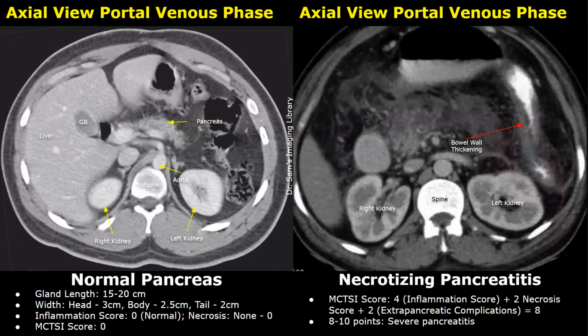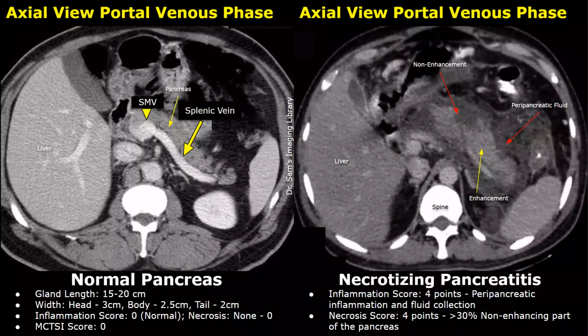Now we will calculate the MCTSI score. 4 points from inflammation plus 2 points from necrosis and 2 points from extrapancreatic complications. The MCTSI score will be 8. A score of 8 is classified as severe pancreatitis.